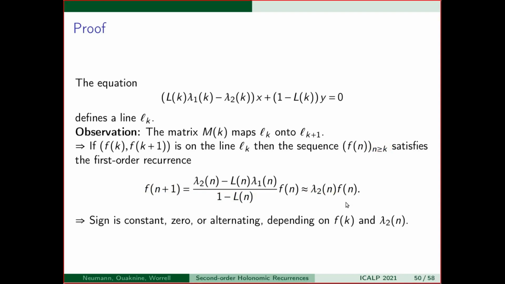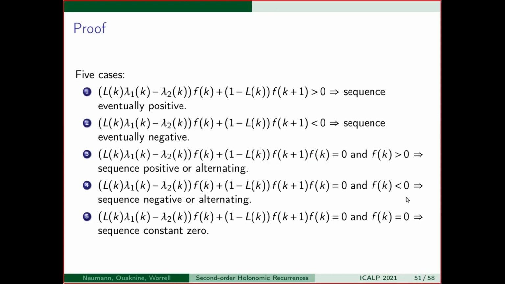The sign of the sequence will be constant, 0, or alternating, depending on the sign of f(k) and the sign of lambda_2(n). I should mention here, the sign of lambda_2(n) is constant. It will either be positive or negative. It will never change sign, so this makes sense. So we get the case alternative that we saw in the beginning. We have 5 cases. Either we're in one of two half spaces where we're eventually positive or negative, or we're on a line, and depending on what our initial values do and what our eigenvalues look like on the line, we will be positive or negative or alternating, and in the origin we will be 0.